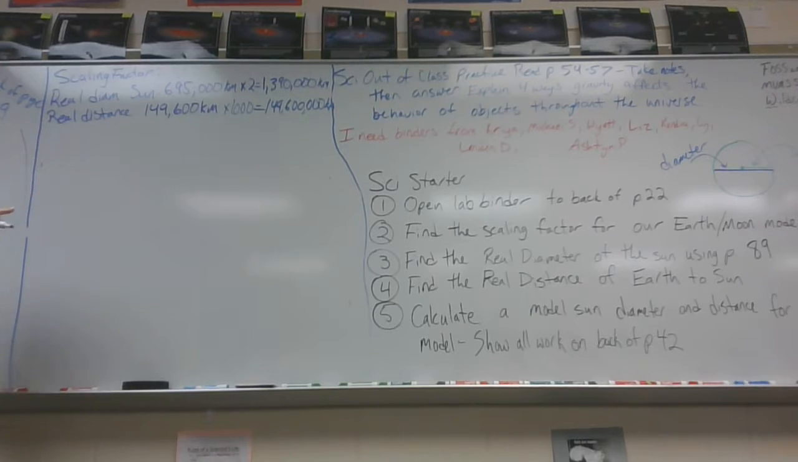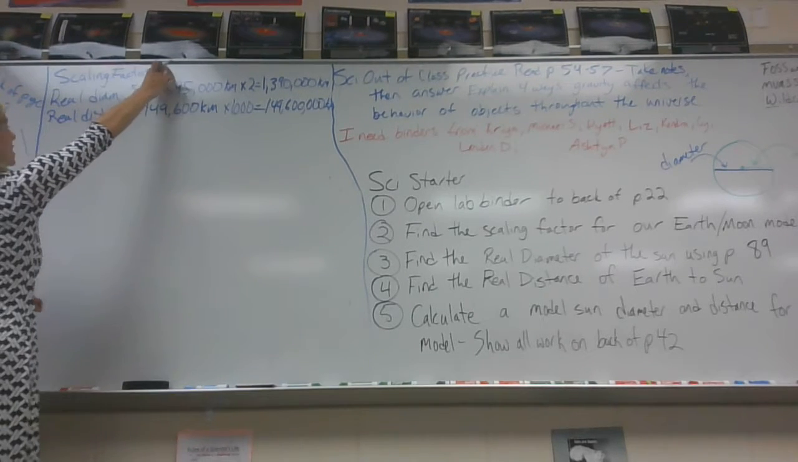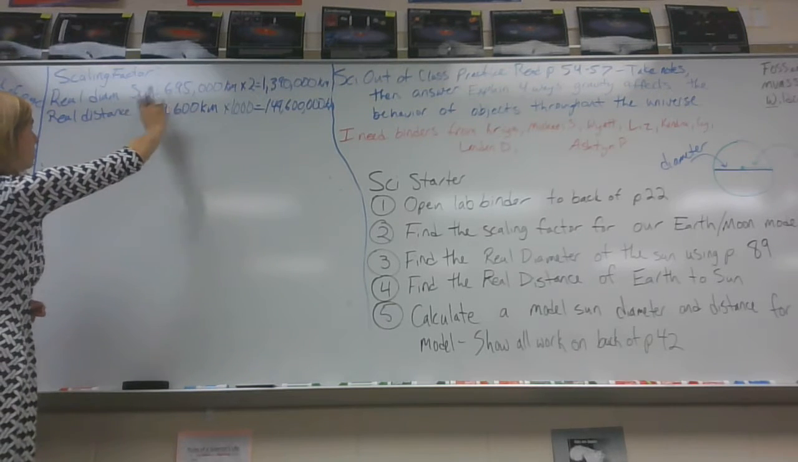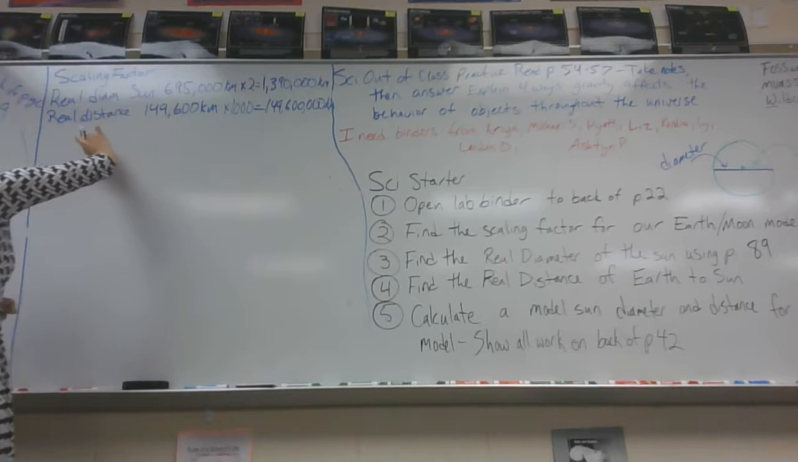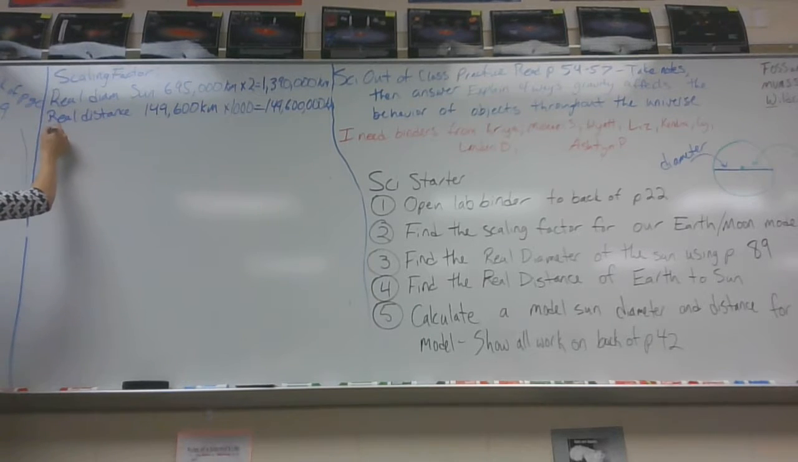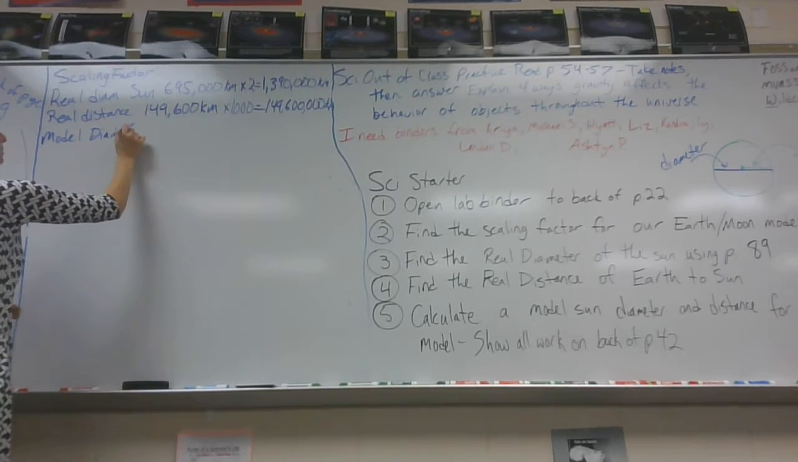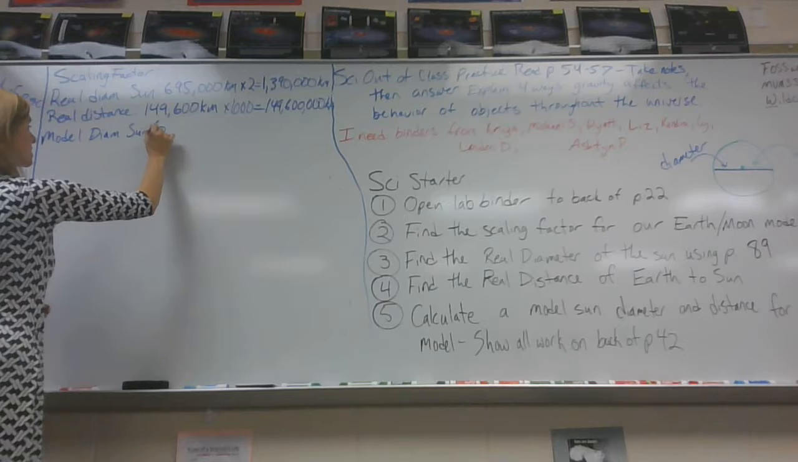So you guys need to write scaling factor. Look at you. Underneath that line, write scaling factor because we're figuring out a new scaling factor. I'm going to leave my scaling factor here. You guys will use this information again from the top of your page, okay? And then underneath scaling factor, you need to write model diameter sun, and then I'm going to say this is our dime.